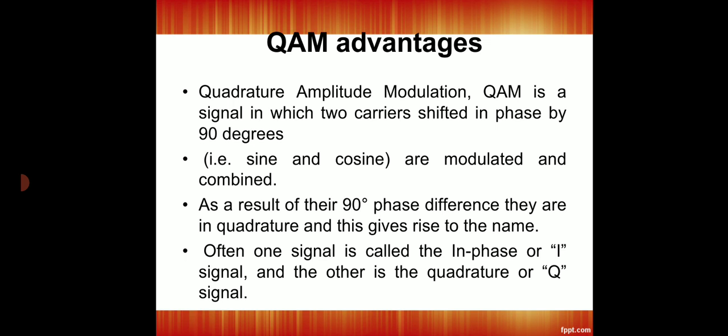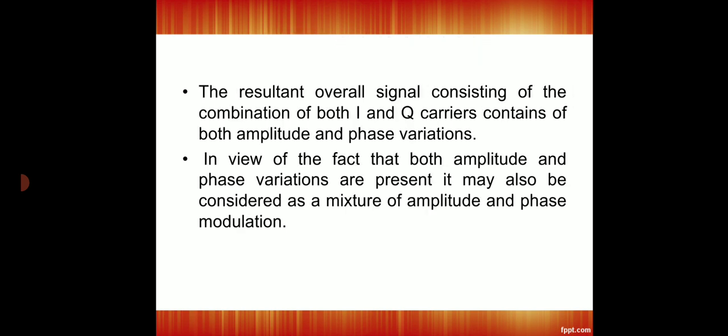Now, quadrature amplitude modulation advantages. Quadrature amplitude modulation is a signal in which the two carriers are shifted in phase by 90 degrees. Since we have a sine wave and a cosine wave, they are modulated and combined. As a result of their 90 degree phase difference, this results in quadrature, which gives rise to the name. So one signal can be in phase and another in the cosine signal. The resultant will combine and form the amplitude and the phase variations. In view of this, both the amplitude and the phase variations are present. It may be considered as a mixture of amplitude and phase modulation.